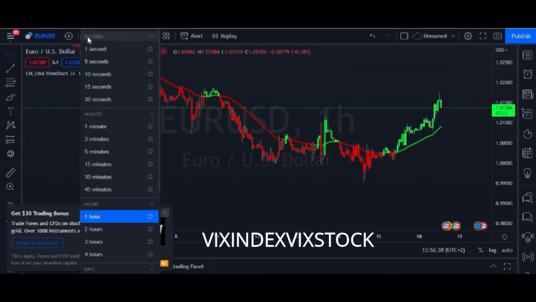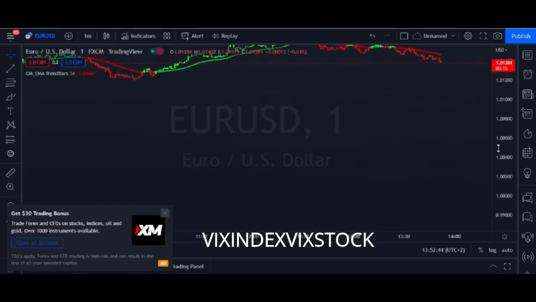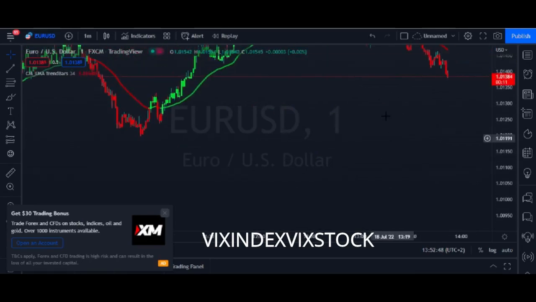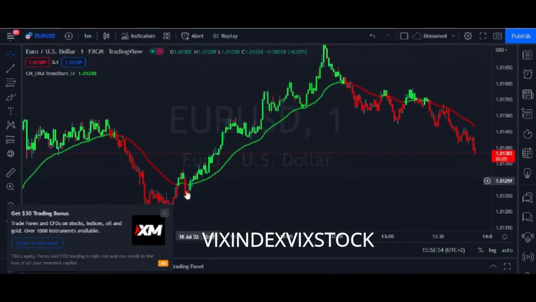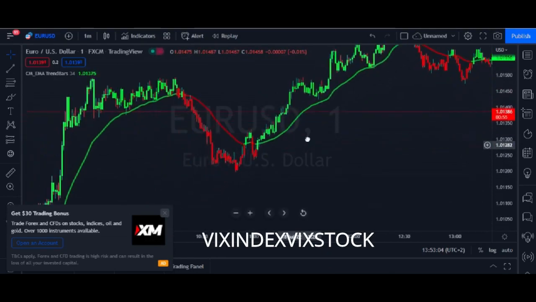So you can use that with higher time frames. Let's just see if we can use that with the 1 minute chart. Definitely you can use it to scalp. I know some people love to scalp on the 1 minute, so you can definitely use it to scalp. You are buying when it turns green and you are selling when it turns red.